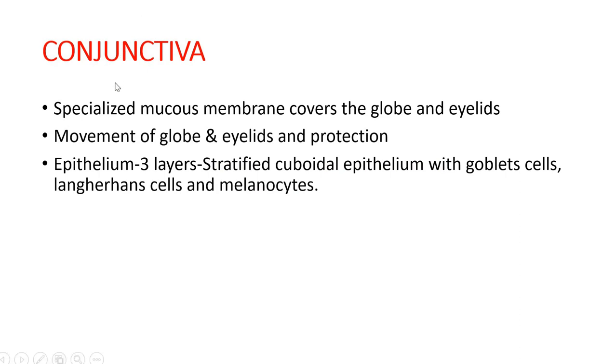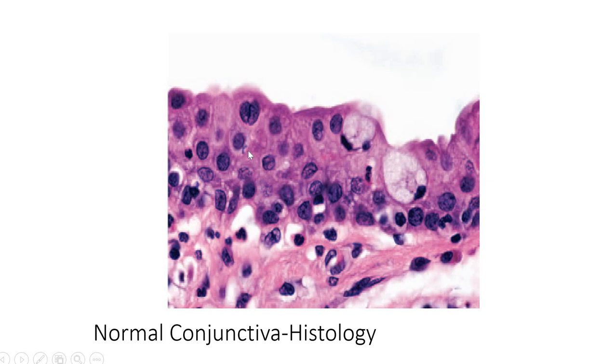Now the conjunctiva is lined by a specialized mucous membrane which covers the whole of the globe and eyelids, and it is made up of a stratified cuboidal epithelium with goblet cells, Langerhans cells and melanocytes. This is just a normal picture, showing the stratified cuboidal epithelium seen in the conjunctiva.